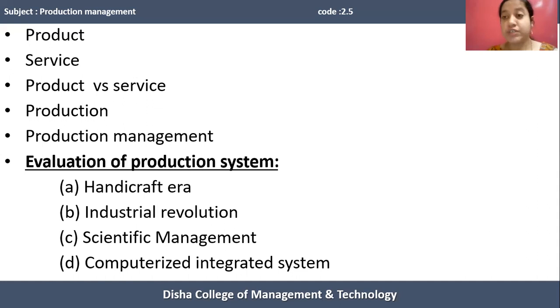Now I'm going to discuss how the production management system came into existence, meaning when the industrialists realized that there should be a proper production management system in their industry. Before the industrial revolution, before the introduction of the LPG policy, the manufacturer produced limited goods, and the consumer also had no alternatives.